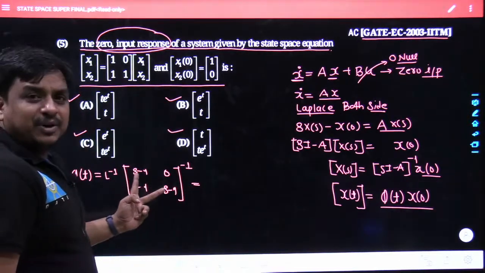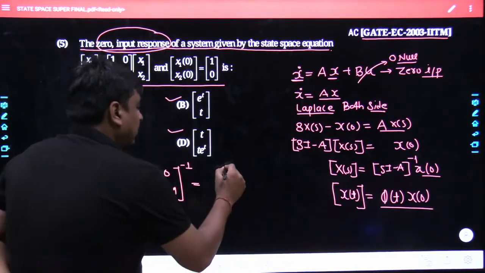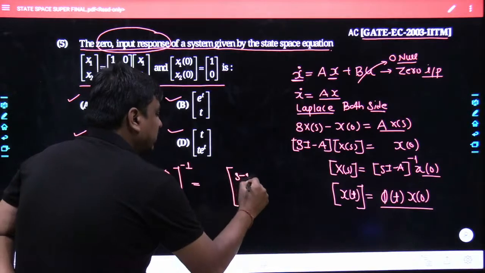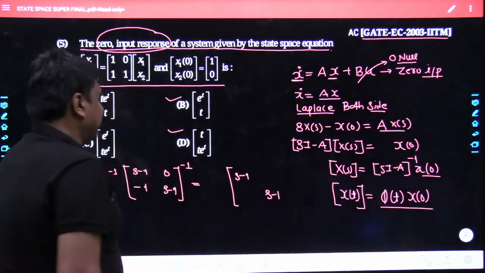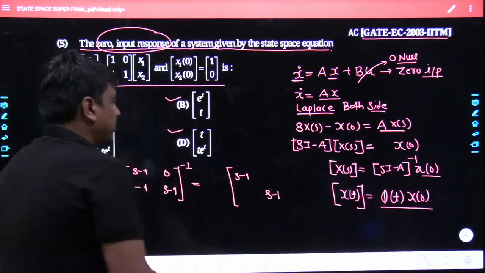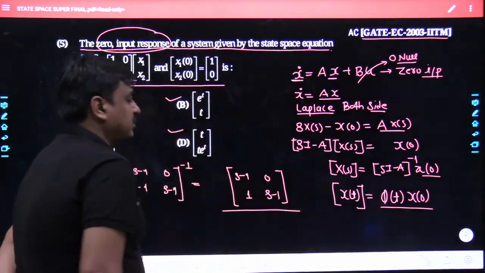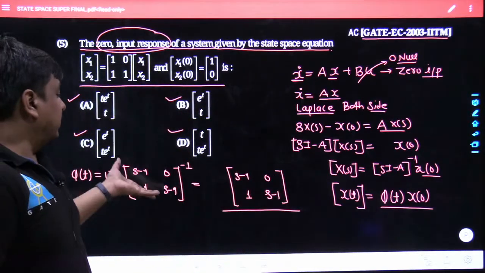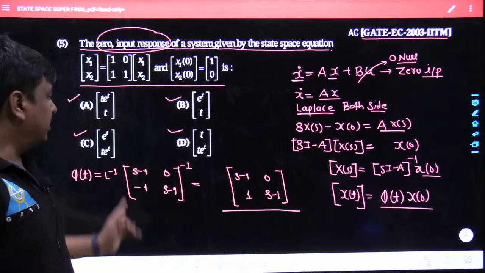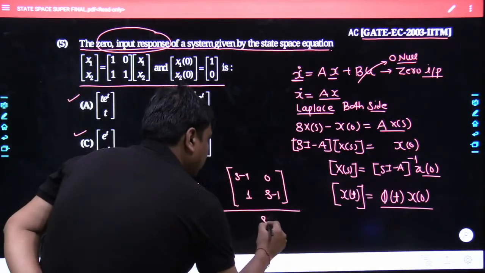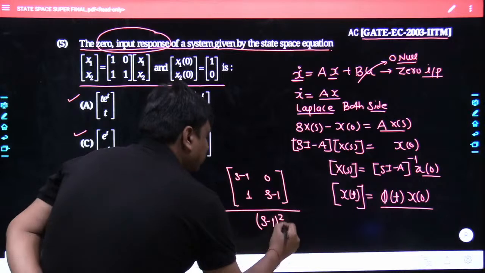There would be the swapping between the diagonal elements. If the diagonal elements get swapped, the s minus 1 would remain at its place. Similarly, this 0 would remain 0 and this minus 1 would become plus 1. Agreed? That is nothing but the adjoint of the given matrix. And in the denominator, we had to get the determinant of this matrix. May I know what would be the determinant? It's simply going to be (s minus 1) to the power of 2.